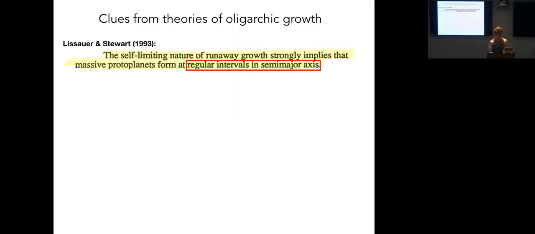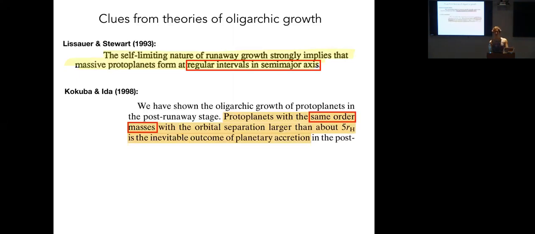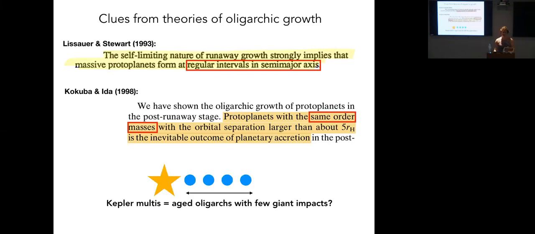So a few years later, Kokuba and Ida wrote another paper and predicted that protoplanets with the same order masses are the inevitable outcome of planetary accretion. And I thought, wow, that's great. These papers from before we had a transiting planet happen to describe this pattern in the California Kepler survey multis.